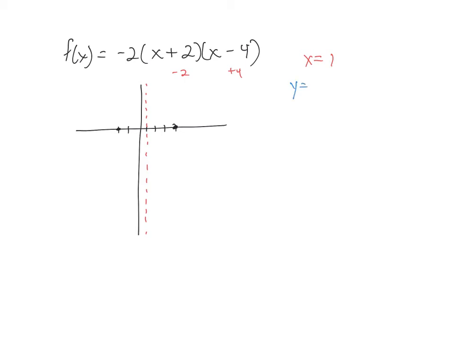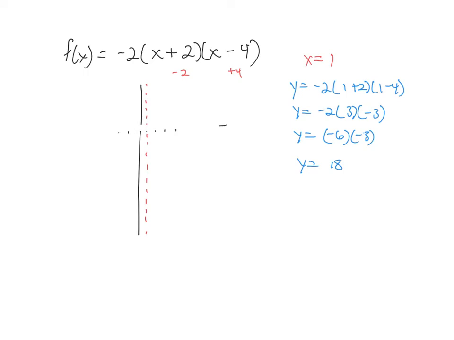And again, I always write y, even if it's f of x, because I'm looking for a coordinate. The x part is 1. So 1 plus 2, 1 minus 4, so 3 and -3, so I get -6 and -3, or +18. Dang it, I should have drawn my graph way different. Let's try to fix that.